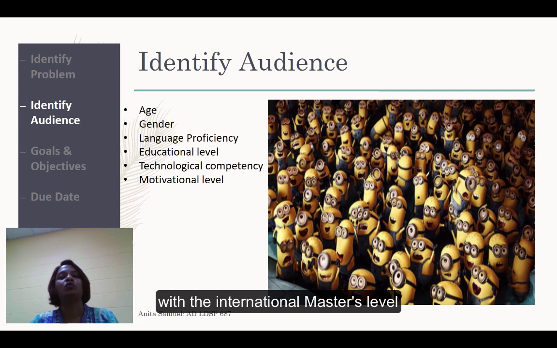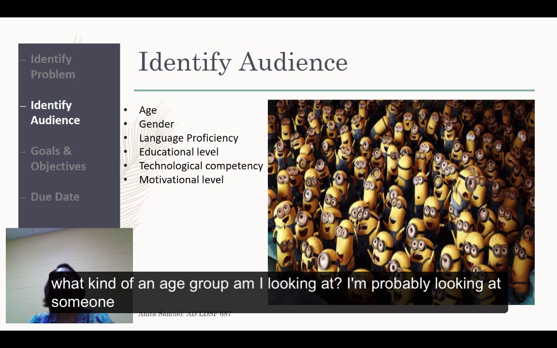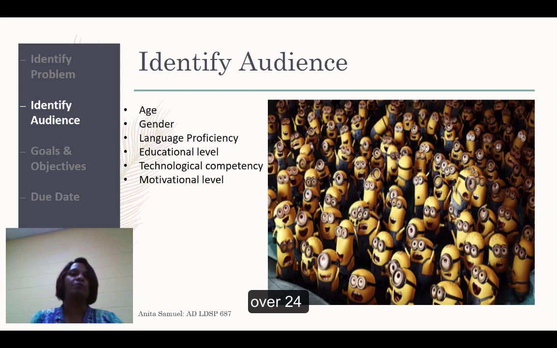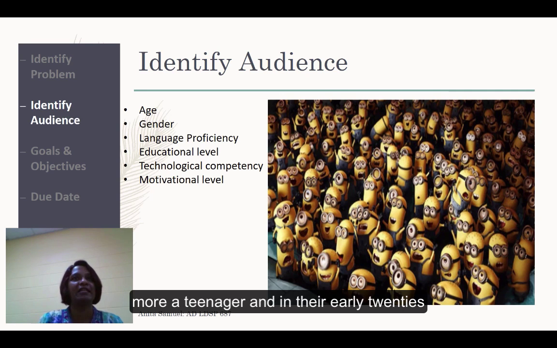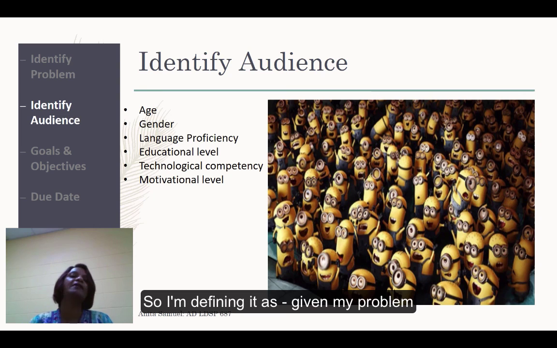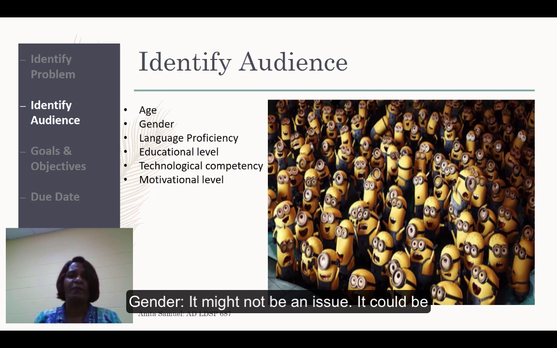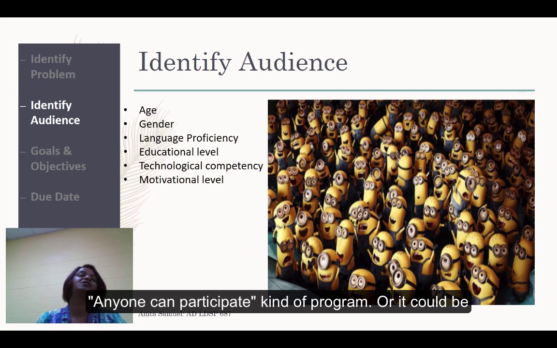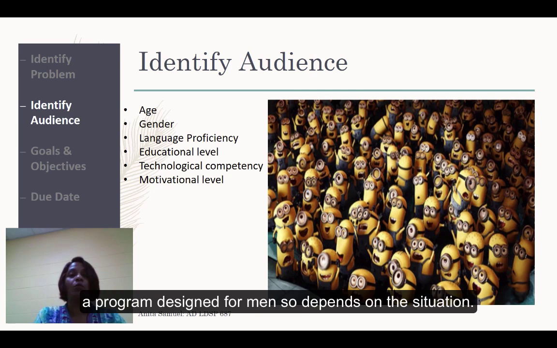For example, if I'm just going to go with the same international master's level students coming from China, what kind of an age group am I looking at? I'm probably looking at maybe someone over 24. If it was the McDonald's situation, it's probably someone who's going to be more a teenager and in the early 20s. So given my problem, I'm defining who my audience is going to be. The gender might not be an issue. It could be a program that anyone can participate in, or it could be specifically designed for women, or a program designed for men. So it depends on the situation.